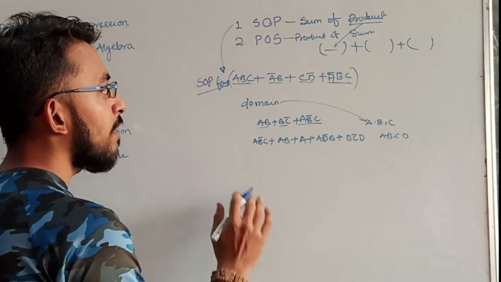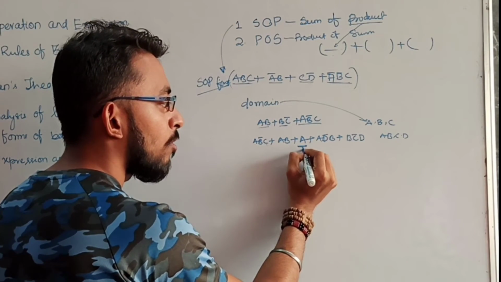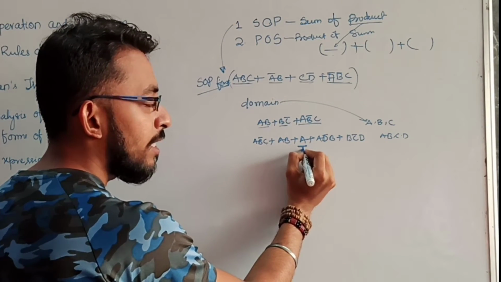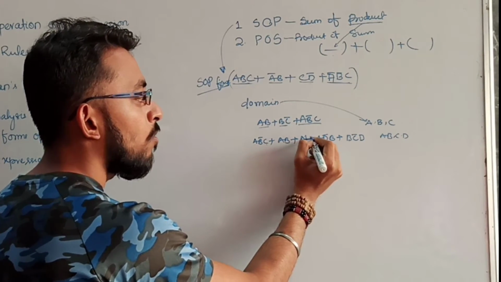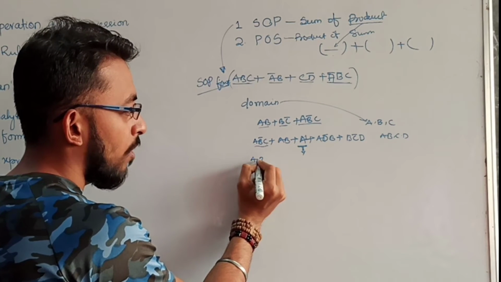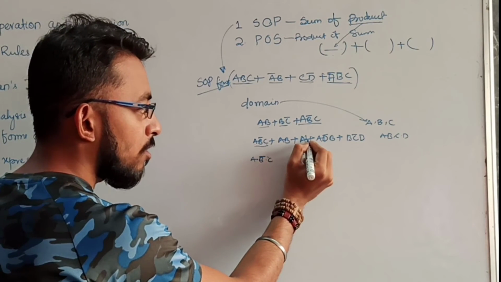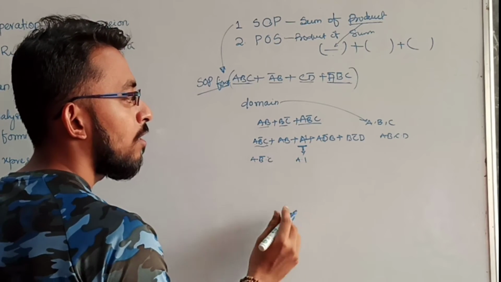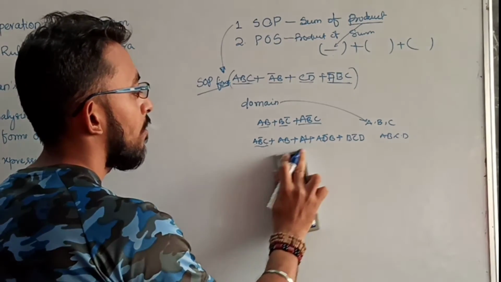And remember one thing: in sum of product, there can be a single term also. If you see a single term, it doesn't mean that it is not a product term. It is also producted with the value 1, so A is A dot 1. So a single term can be present in this sum of product form.